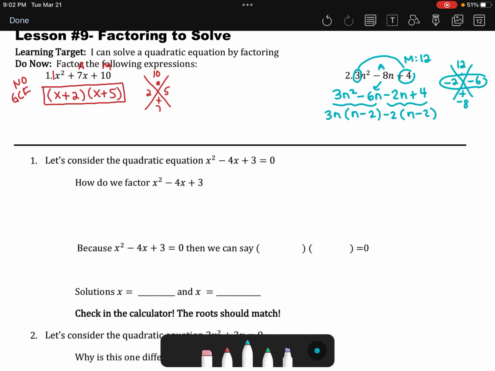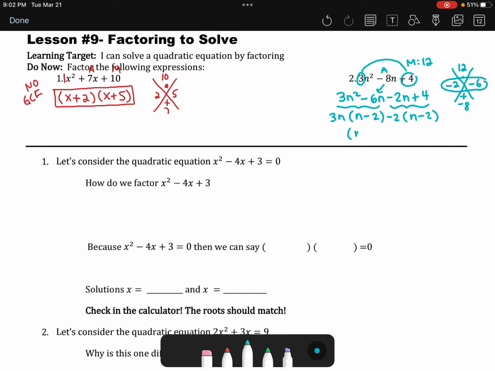And remember, we're looking for what else they have in common. They both have an n minus 2. That goes in front. And then what's left over is the 3n minus 2. And that is our factored form. So that is 3n squared minus 8n plus 4, all factored out.